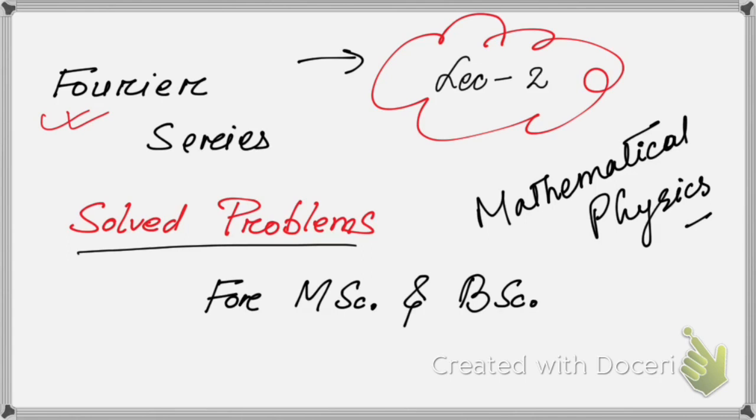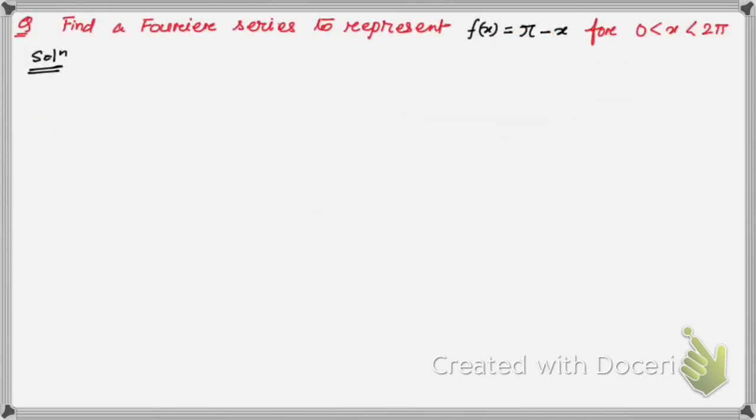Let's start. So here is the first question. Find a Fourier series to represent this function for the interval 0 to 2 pi. Let me show you how to solve this. We need to find a Fourier series for this function. This is the given function, pi minus x. Now, let us consider the Fourier series. Let f of x be equal to pi minus x.